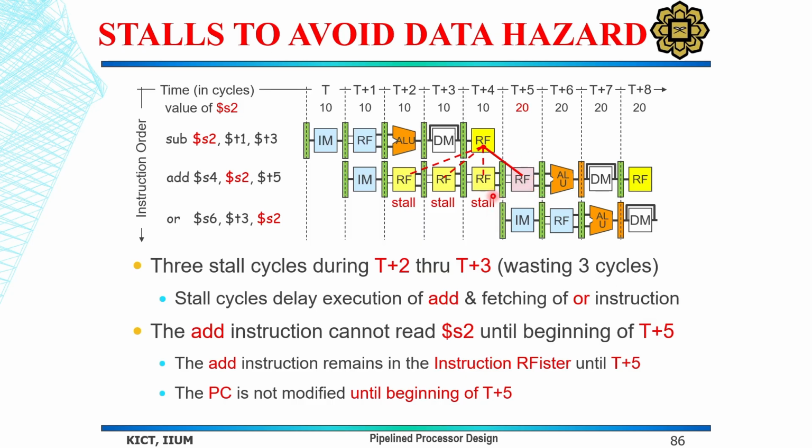So for all these 3 cycles, the next instruction will not be fetched. It will only be fetched here in T plus 5. Please remember, the instruction fetch happens during the instruction decode of the previous instruction. Okay, so it needs to be in the same cycle.